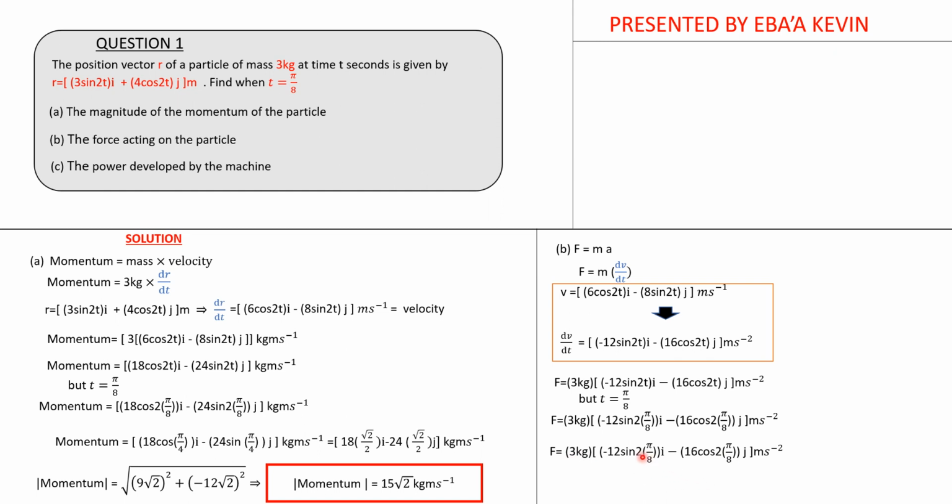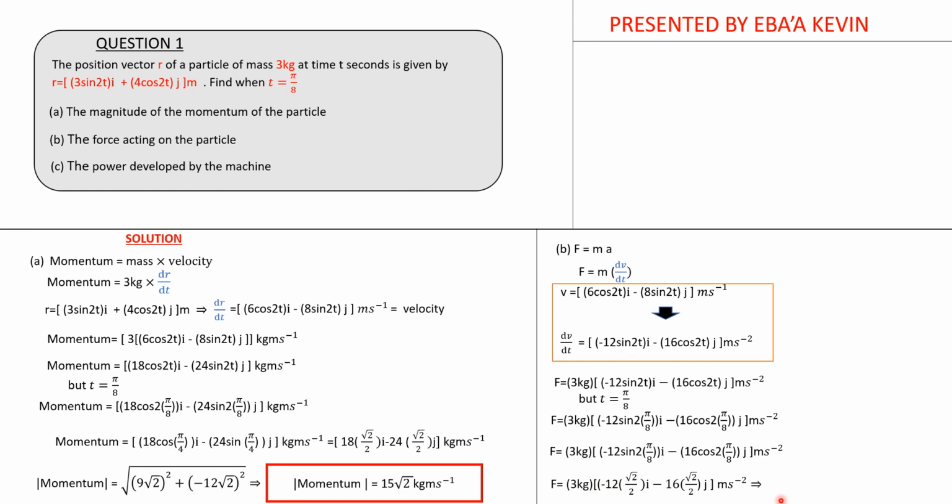So the same value, that is square root of 2 divided by 2 here, and similarly here we have the square root of 2 divided by 2. So you are going to have the mass, which is 3 kilograms, times negative 12 times square root of 2 divided by 2 i minus 16 square root of 2 divided by 2 j meters per second squared. Here you have kilograms, here you have meters per second squared, which is the SI unit of the acceleration, and this is the mass with its SI unit.